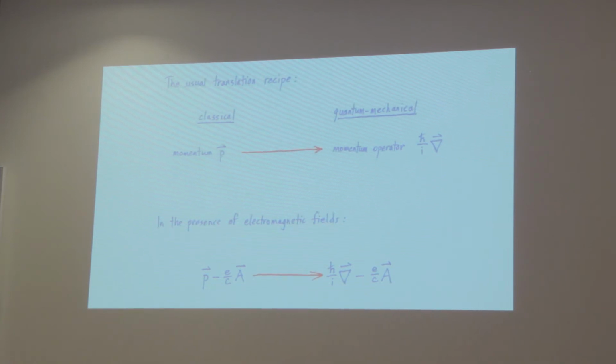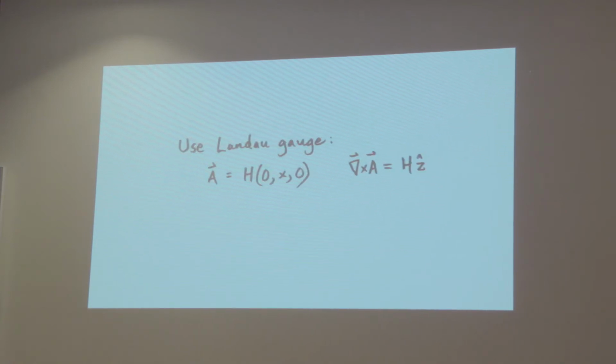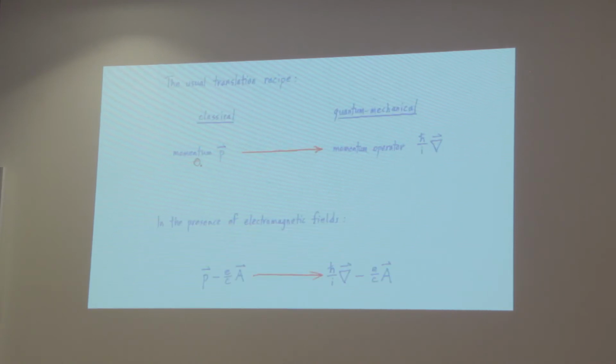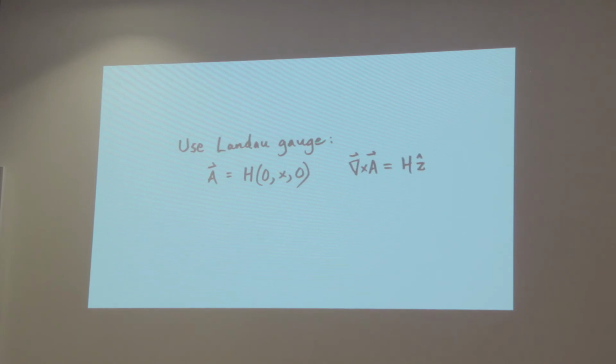So if we have a magnetic field, we have to put it in. What I wrote here, I need this A in order to know what the A is, and so here is the Landau gauge. This has the property that the curl of this gives you the constant magnetic field in the z direction.